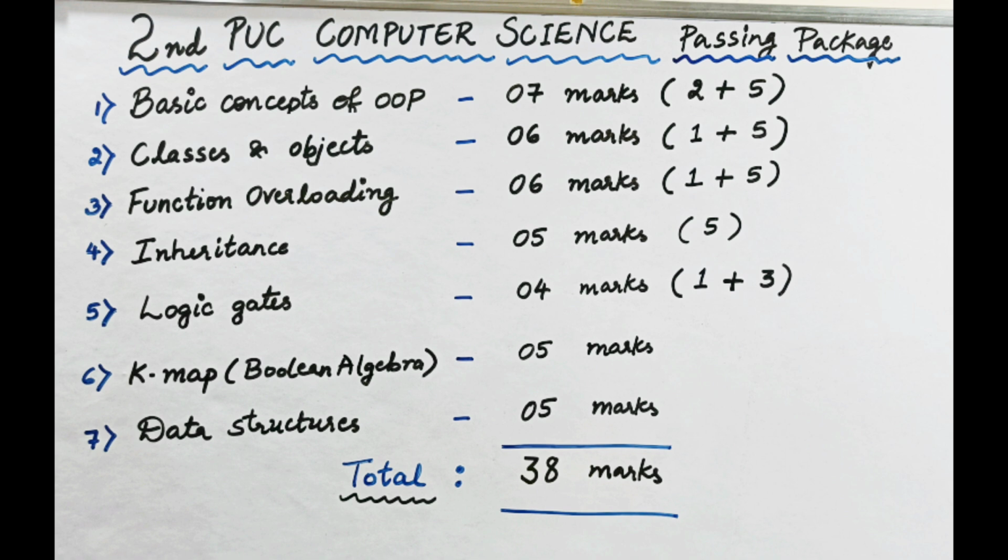Leaving MCQ, you can score 38 marks. See, you can simply get through your computer science very easily with these 7 chapters. Basic concepts, classes and objects, function overloading, inheritance, logic gates, K-map and data structures. If you concentrate on these 7 chapters, you can simply get through your computer science with a maximum of 38 marks, leaving MCQ.